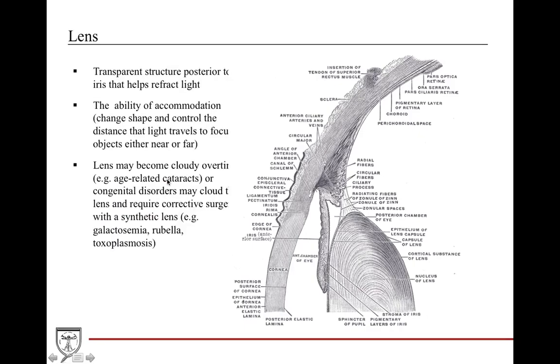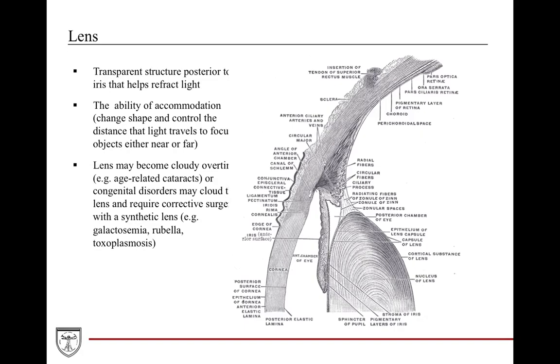So the next is the lens, and this is a transparent structure posterior to the iris that helps refract light. It also helps with accommodation, which means it changes its shape and controls the distance that light is allowed to pass through to help with focusing on objects near and far. And this is very important. If you take your finger and stick it out at arm's length and move your hand forward and backwards, try to keep your eyes focused on the tip of your finger. It's not difficult. You actually see your finger come in and out, and the resolution is still great. That's because your lenses are accommodating as you're doing that.